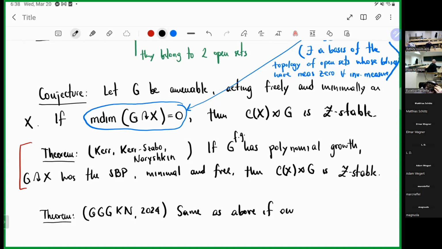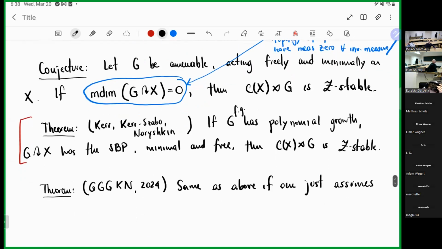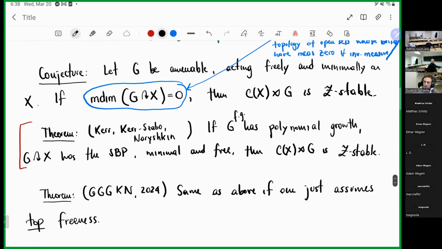If one just assumes topological freeness, which is the minimal assumption that you need in this respect. So this is very satisfactory for us because it tells us that there's really nothing about freeness that will break down if you weaken it to the natural assumption in the setting of topological freeness. And this is also the amenable case.